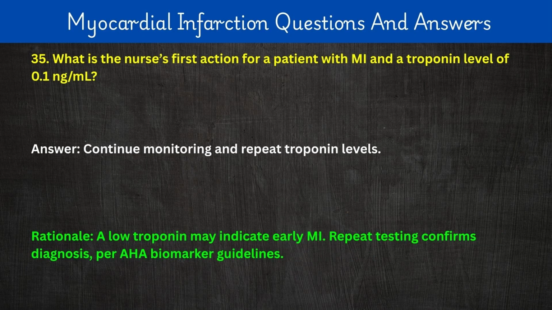35. What is the nurse's first action for a patient with MI and a troponin level of 0.1 nanograms per milliliter? Answer: continue monitoring and repeat troponin levels. Rationale: a low troponin may indicate early MI. Repeat testing confirms diagnosis, per AHA biomarker guidelines.